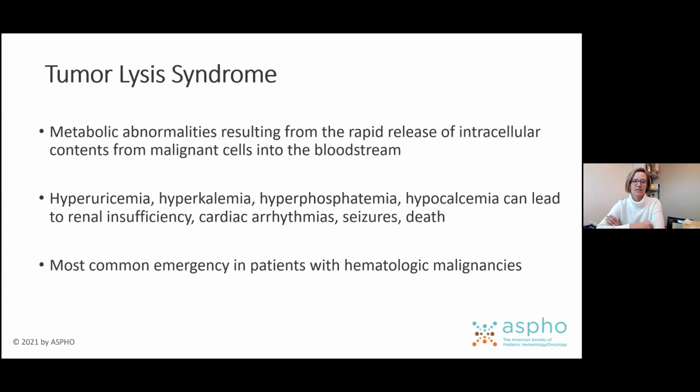So first, tumor lysis syndrome is a metabolic abnormality that happens from the rapid release of intracellular contents from malignant cells into the bloodstream, and that leads to multiple electrolyte derangements, specifically elevated uric acid, high potassium, high phosphate, and low calcium. And these things can then lead to renal insufficiency, cardiac arrhythmias, seizures, and occasionally death. This is the most common emergency that we see in patients with hematologic malignancies.